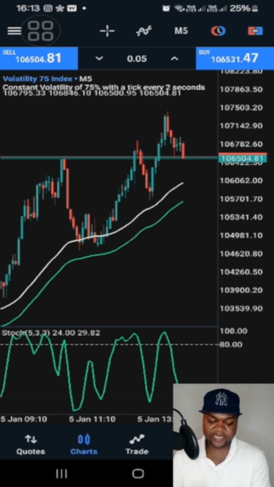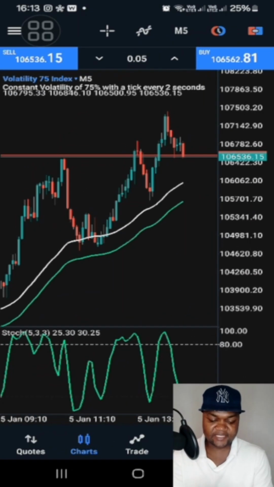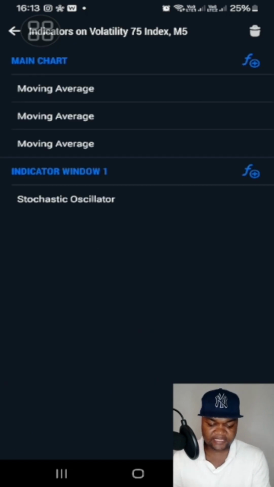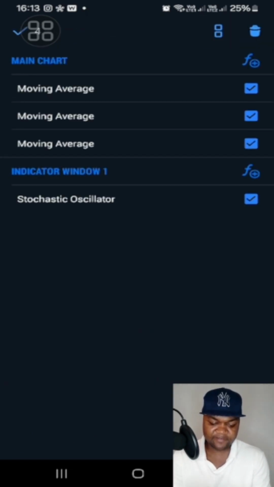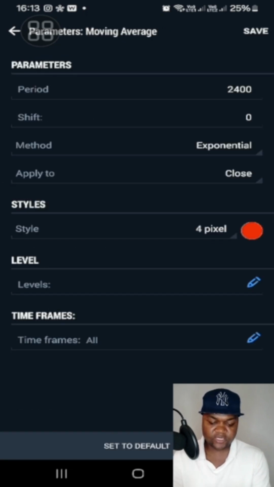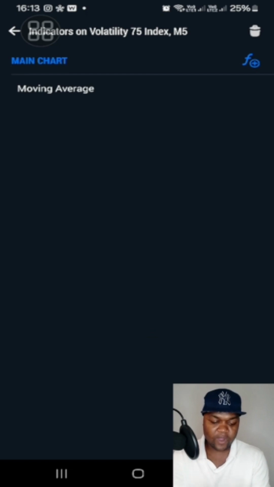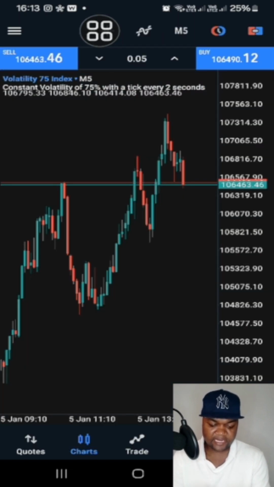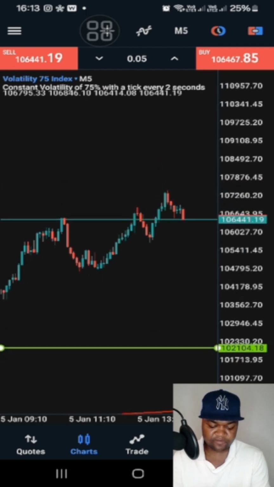Okay, apart from that, let's quickly go back and now talk about the settings. These are the settings that we have. Let me quickly delete everything and install the settings again. I'm going to start with the 2400 exponential moving average with the color red. We make use of 4 pixels. So you click save.